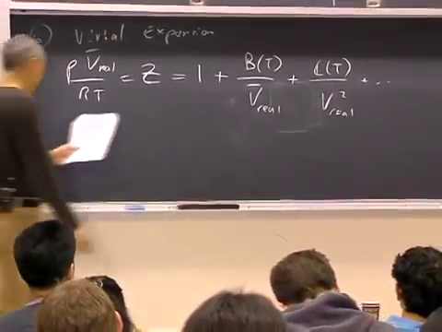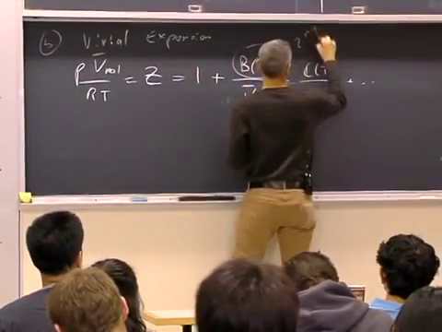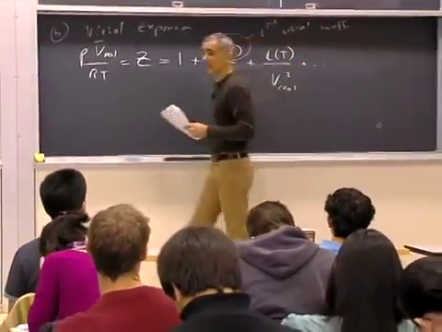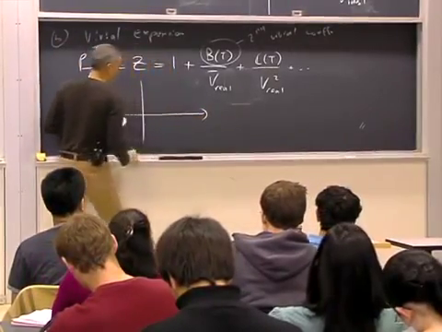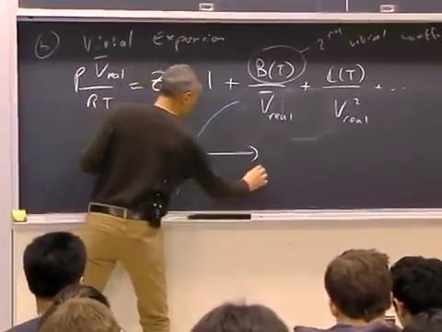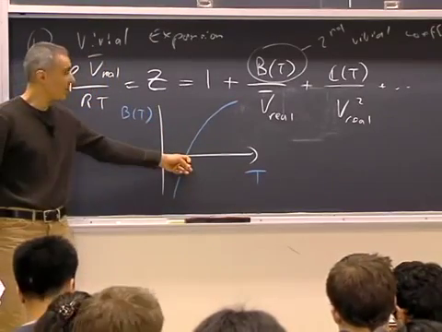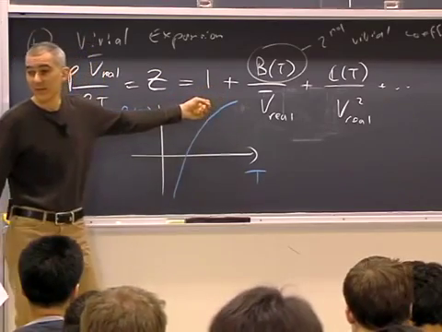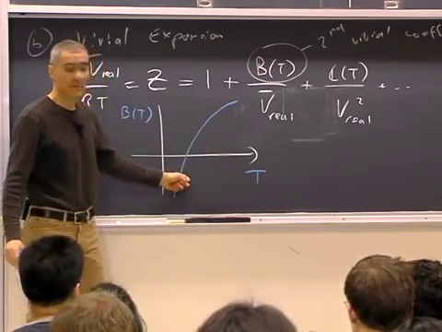Right? So you have this B of T here. This is called the second virial coefficient. And so you can actually find a graph of this B of T. It's going to look something like this as a function of temperature. There's B of T. There's going to be some temperature where B of T is equal to 0. In that case, your gas is going to look awfully like an ideal gas. Above some temperature it's going to be positive. Below some temperature it's going to be negative.